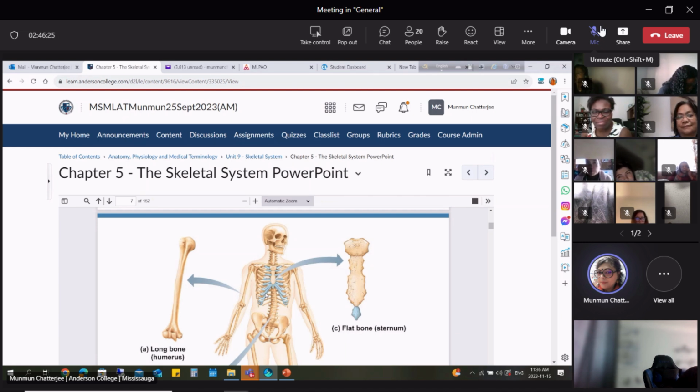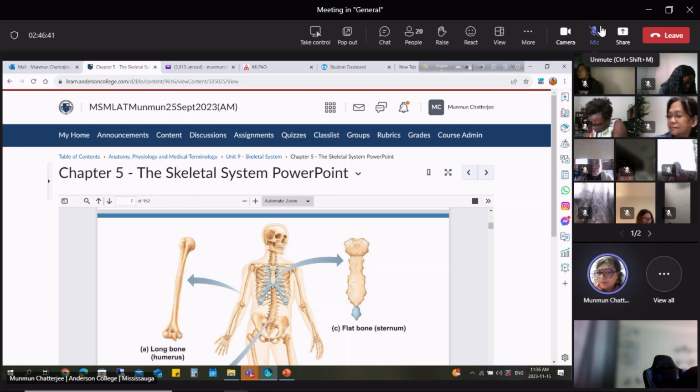Cartilage is soft, so it can give you a little bit of flexibility to exhale. When you are inhaling, otherwise you will feel choked. So it gives you the flexibility to expand the rib cage. That's why we have the soft cartilage there.